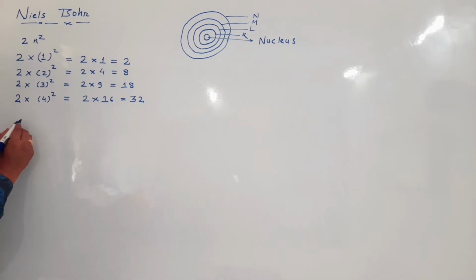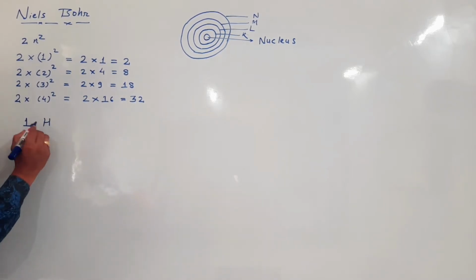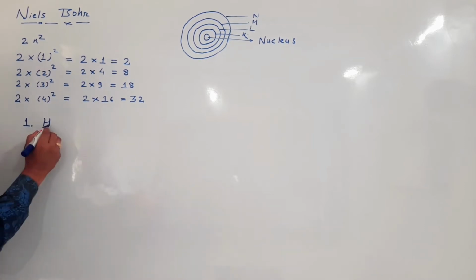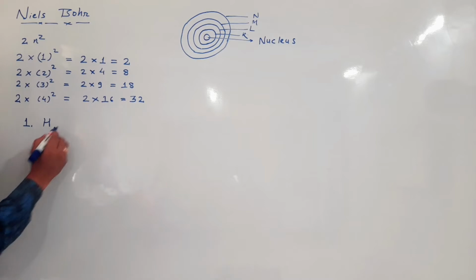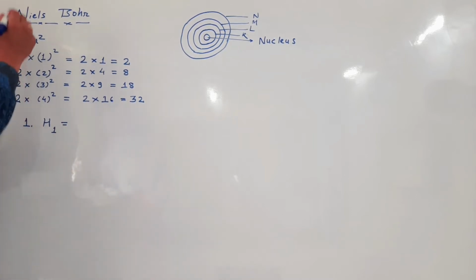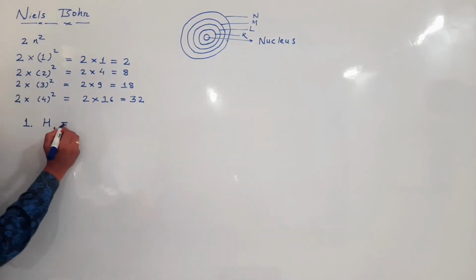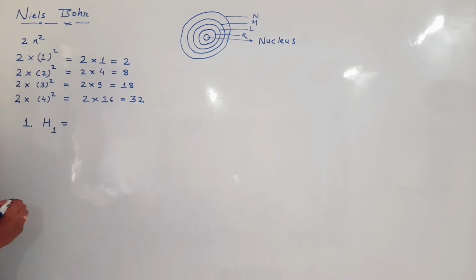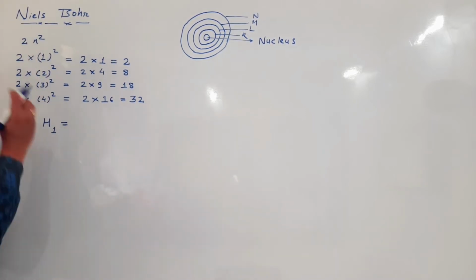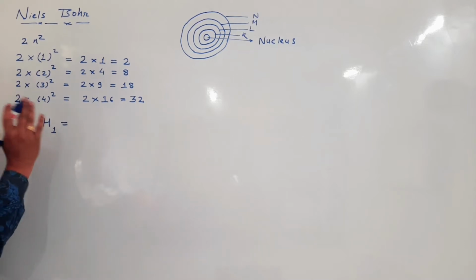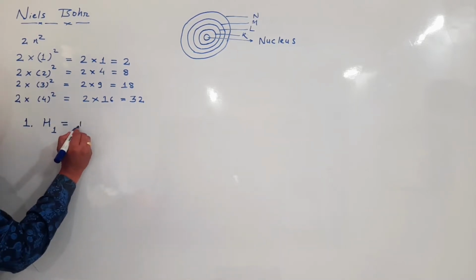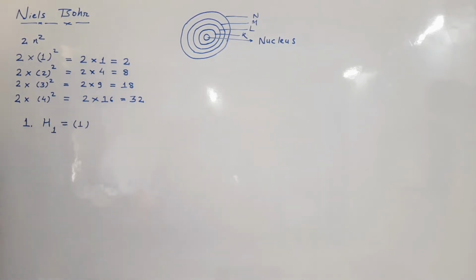My dear student, you know that the first element is hydrogen and the atomic number of hydrogen is 1. So according to Niels Bohr's atomic theory, or according to Niels Bohr's electronic configuration, the number of electrons in the first orbit will be 1. So it is denoted in a bracket.